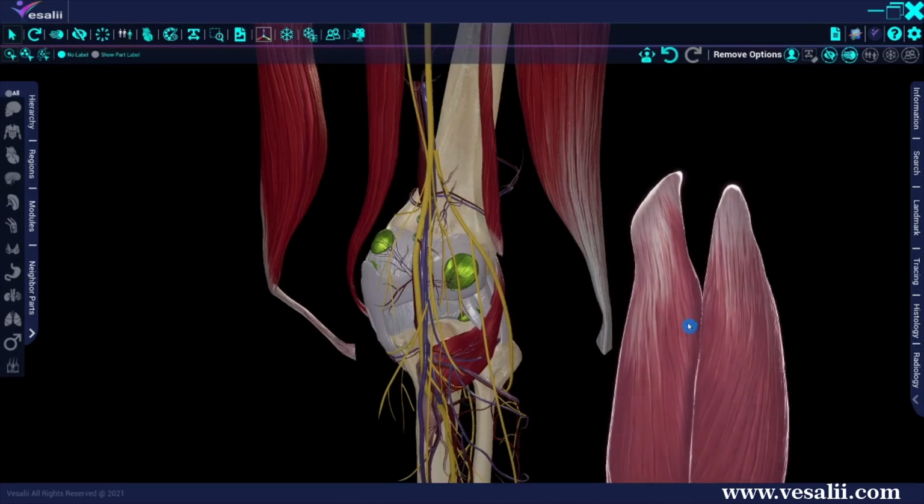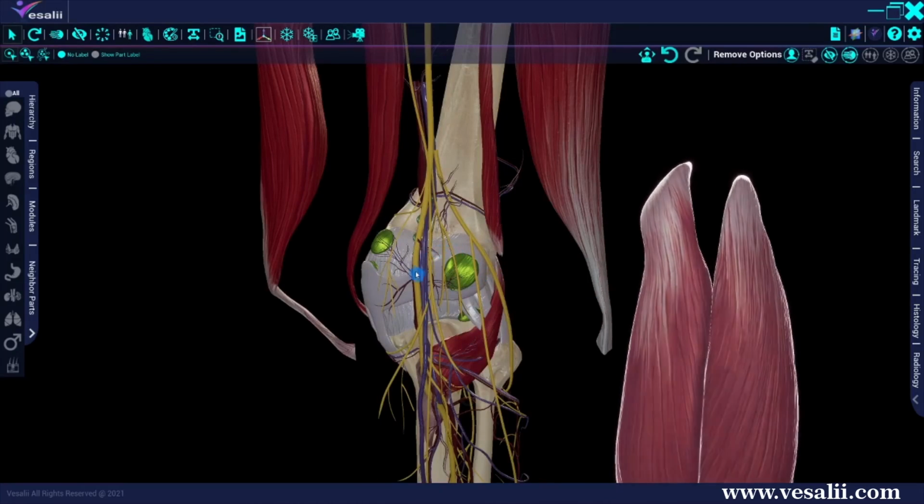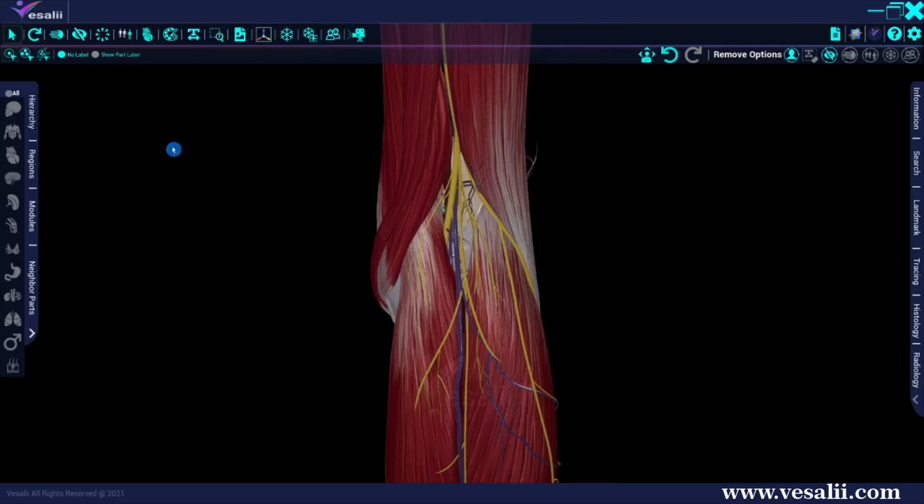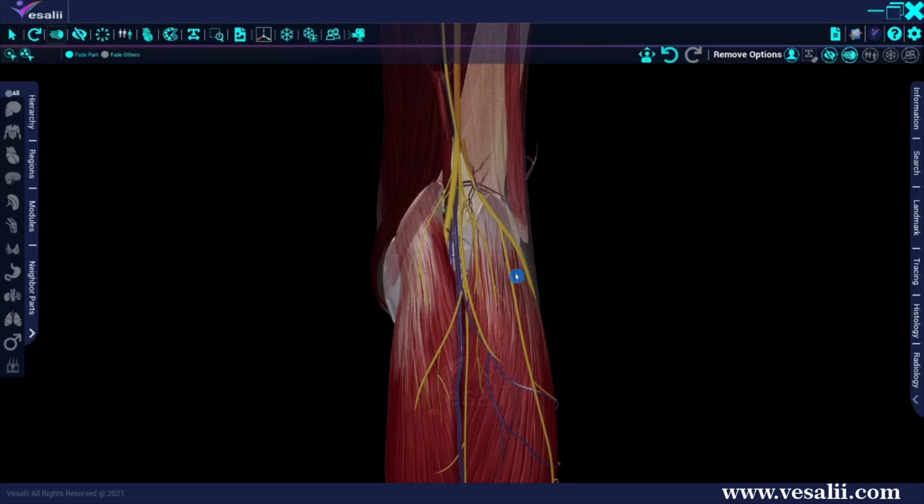The floor of the popliteal fossa is mainly formed by the capsule of the knee joint, the posterior surfaces of the femur and tibia, and popliteus more inferiorly. Now let's see the major contents of the popliteal fossa. I will fade the muscles to gain a better view of the contents.